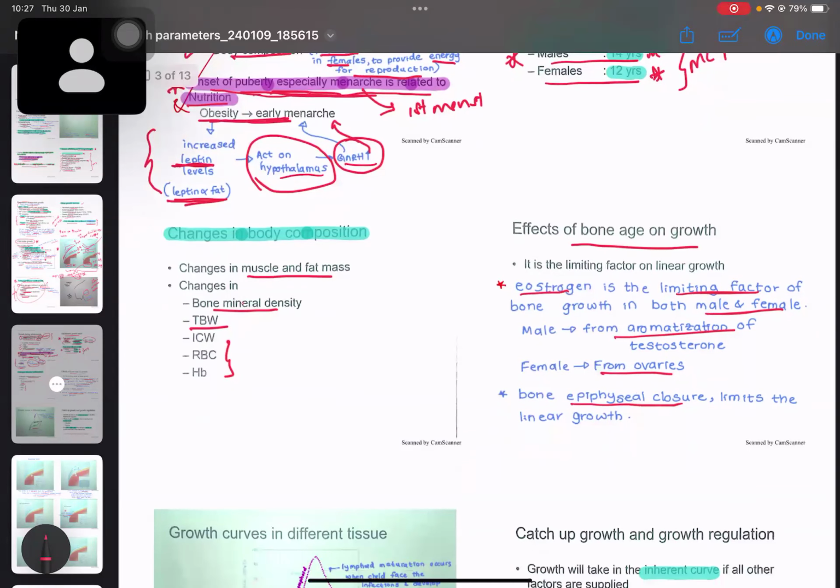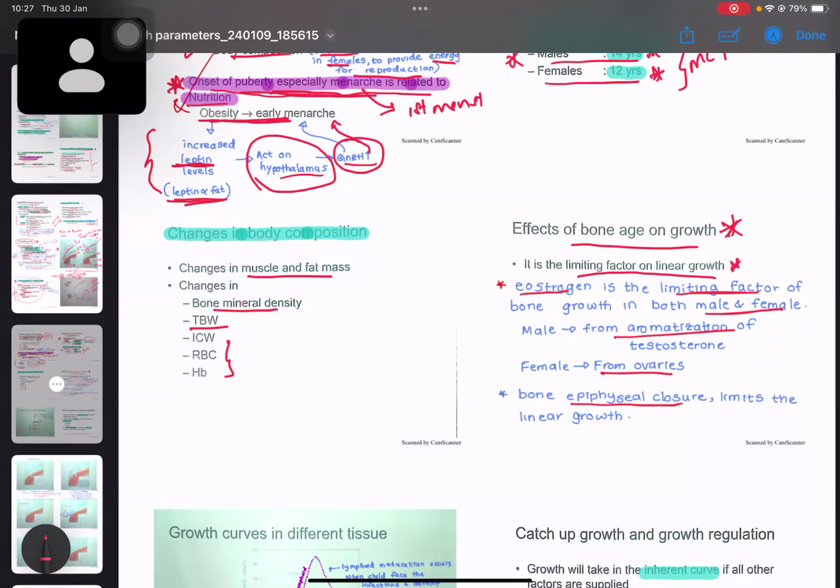Okay, effects of bone age on growth. Bone age is an important thing in growth. And if a child has short stature, which I will be discussing in future sessions, the bone age is very important. It's a limiting factor on linear growth. Linear growth means the height. The bone age is the limiting factor in your height or linear growth. This is the MCQ point.